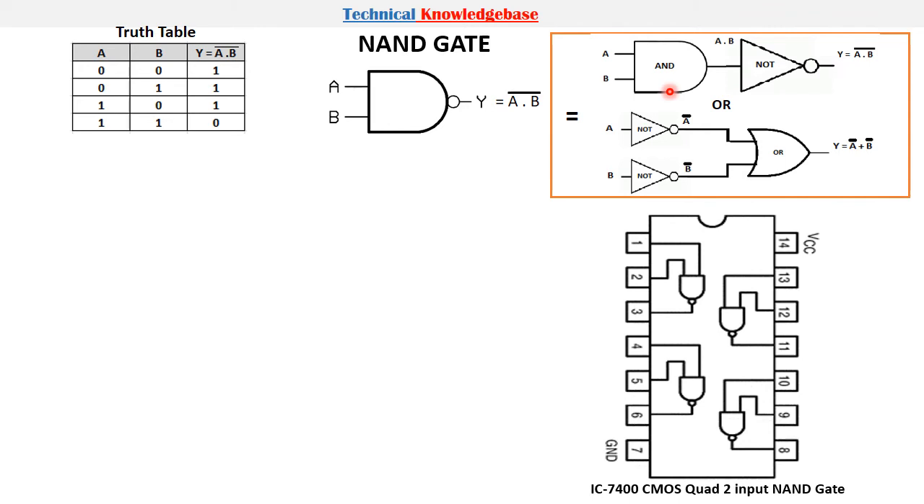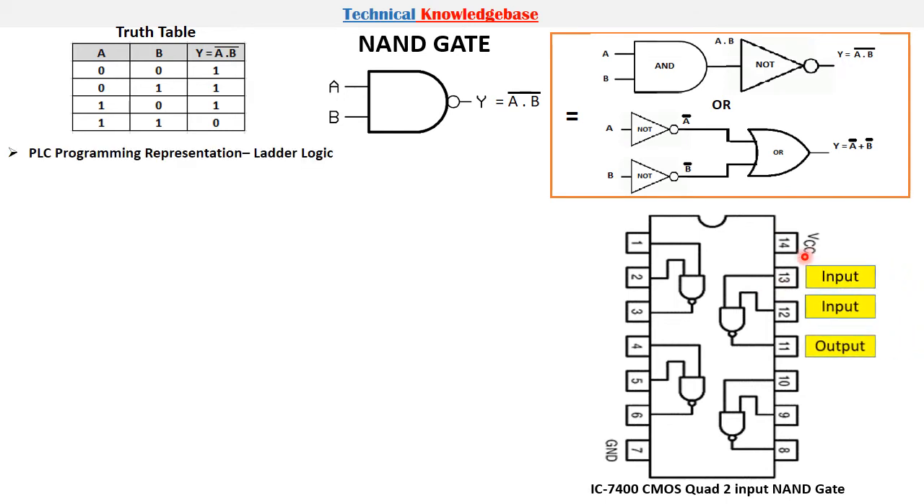Next, where is the NAND gate used? The IC 7400 is used in electronic circuitry as a NAND gate. Here it has the same inputs and outputs as an AND gate.